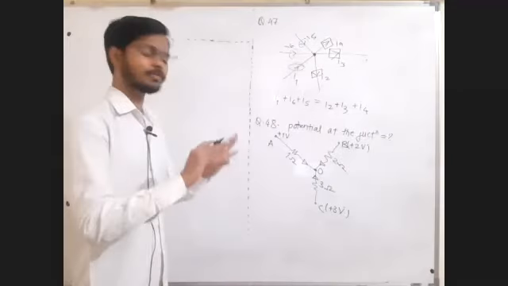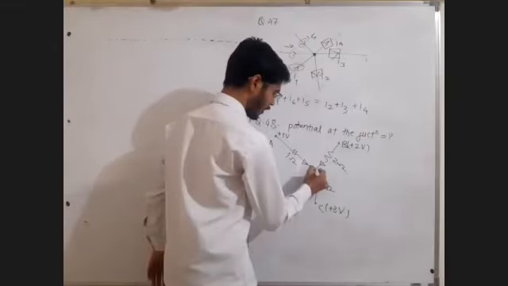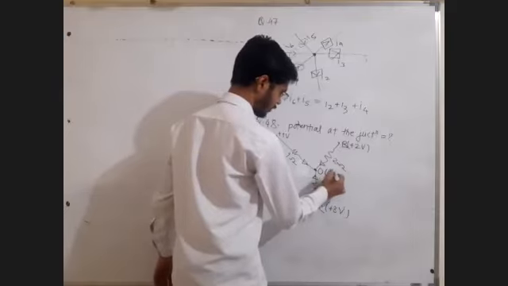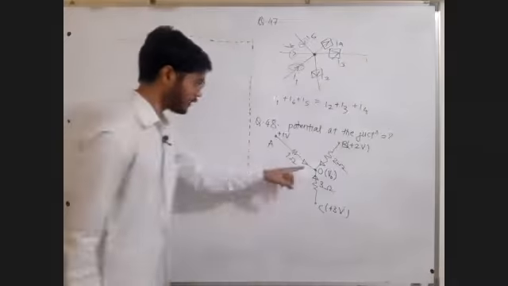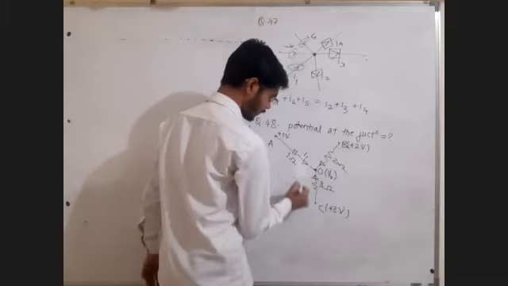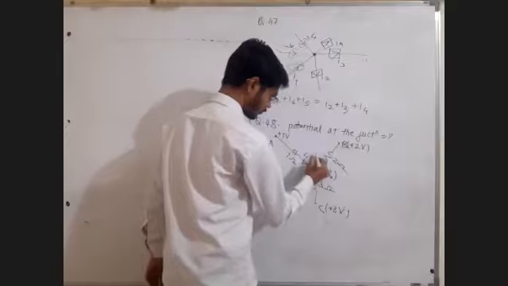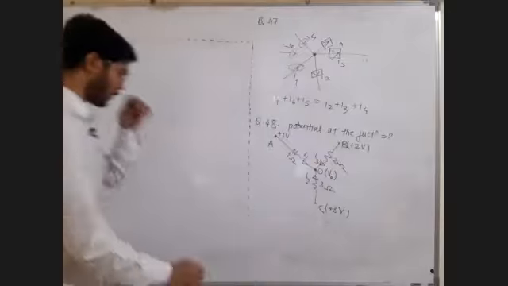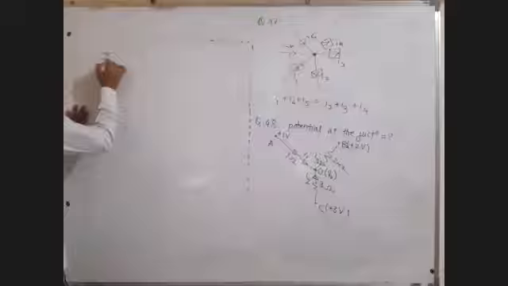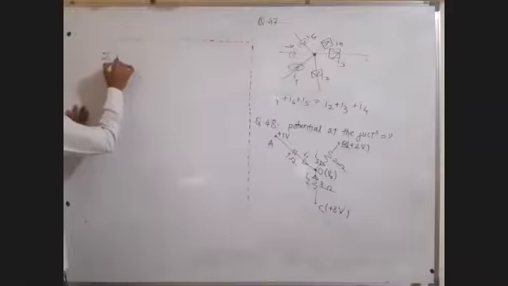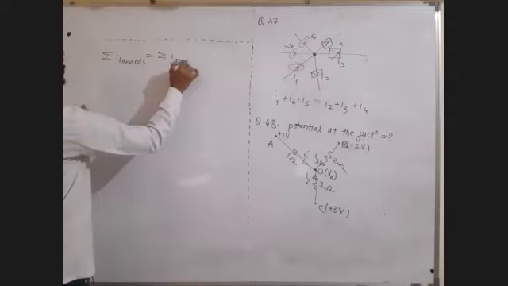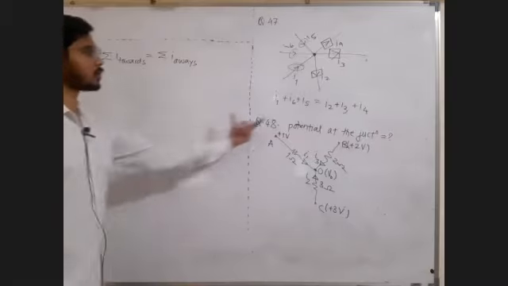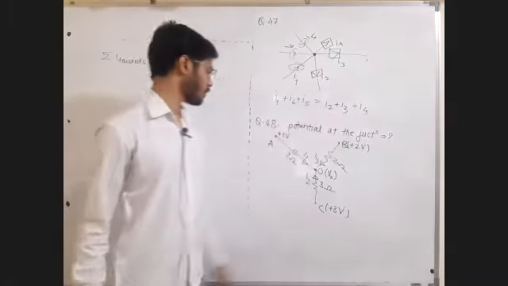Let us assume that the potential at point O is equal to VO. Let us write all the entering currents I1, I2 and I3. So the summation of currents toward the junction is equal to the summation of currents away from the junction. All currents toward the junction is equal to all currents away from the junction.